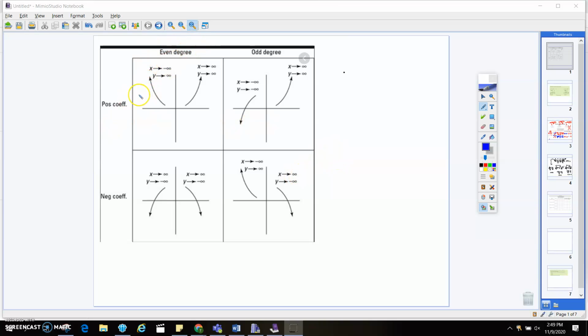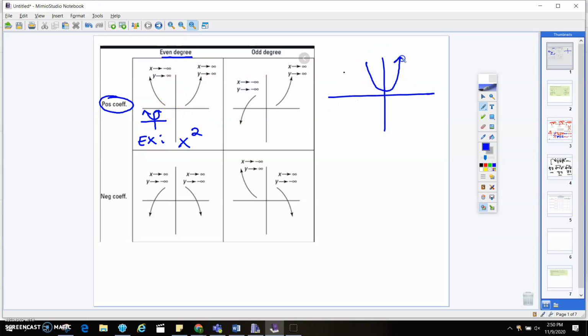So, really quick, this chart should be written down in your notes. And I know it doesn't make sense right now, but I would copy this down exactly. If we have a positive coefficient and it's an even degree, an example of this would be x squared. If I were to graph that, it would look something like this, which is exactly what's happening here. I'm going to draw this a little bit bigger so that you can actually see it.